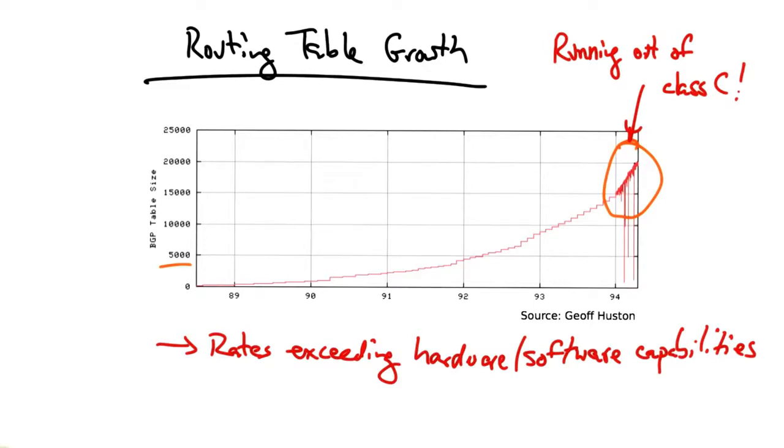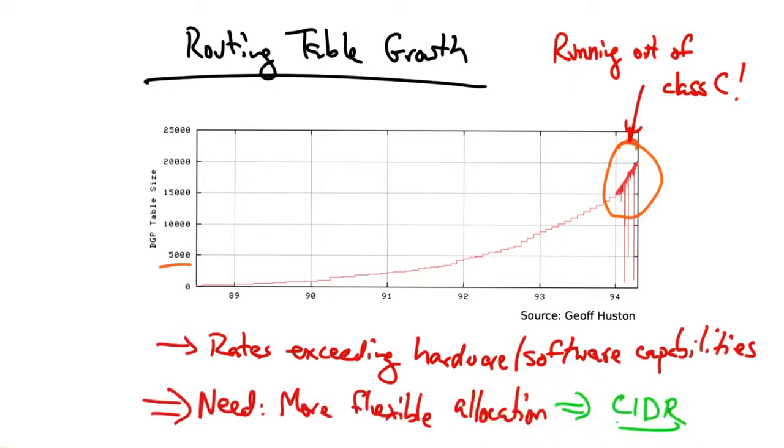So there began to be a need for more flexible allocation. The solution to this problem was something called classless interdomain routing, or CIDR, something that we'll cover in the next lesson.